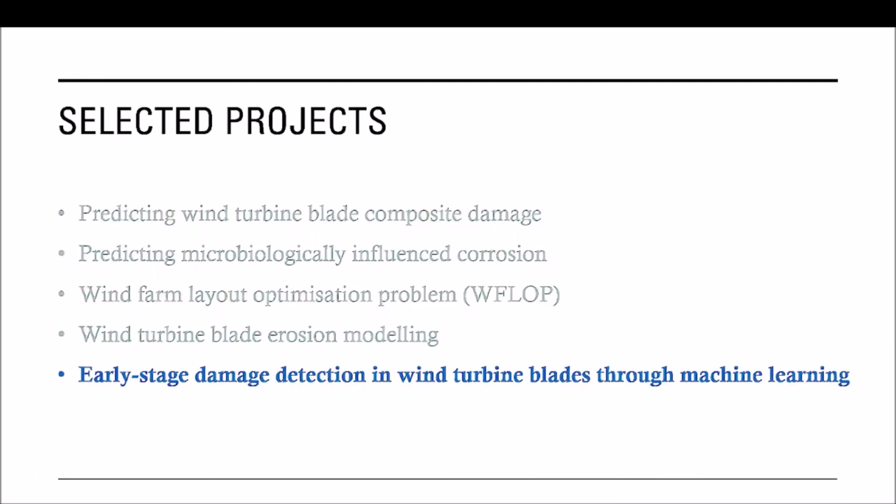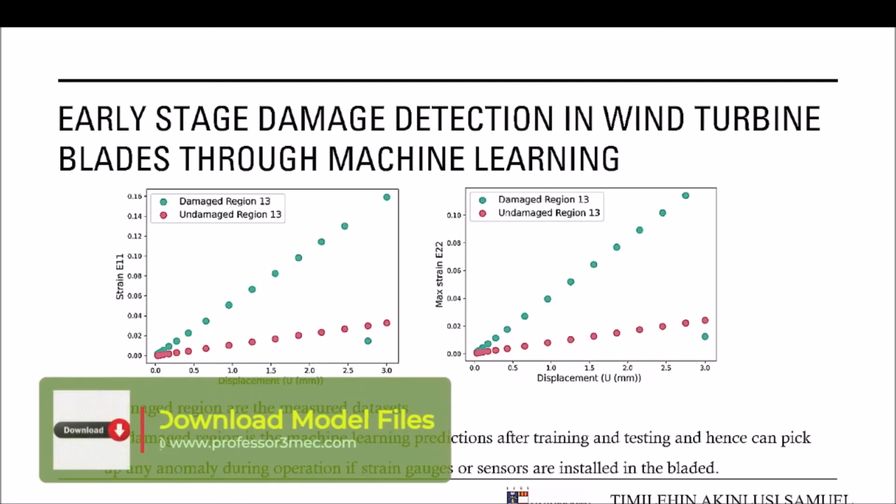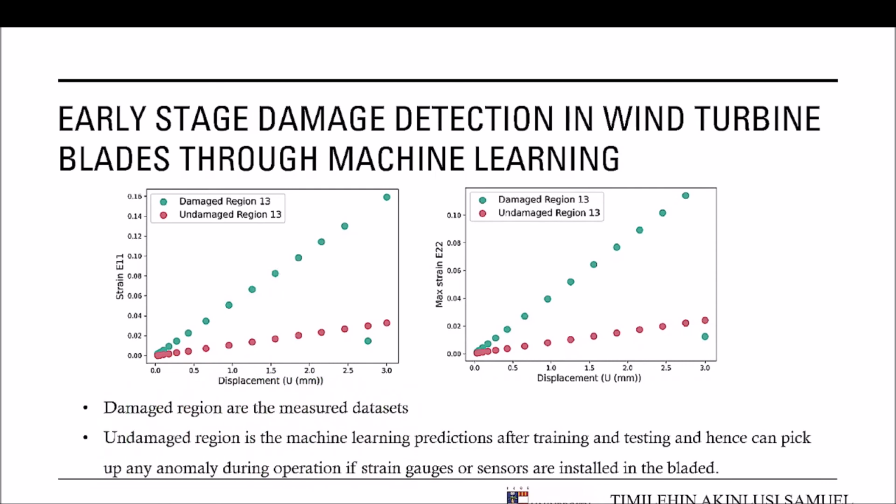Last but not the least is the early stage damage detection in wind turbine blades through machine learning. This was done by Timothy Him. And again, he was an MSc renewable energy student.